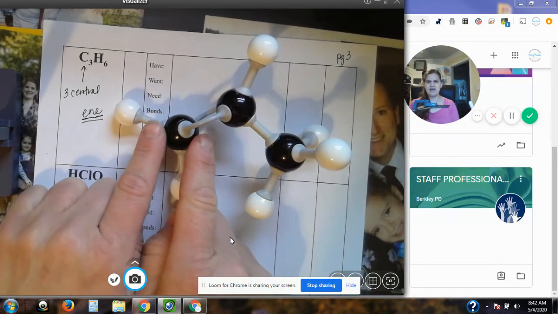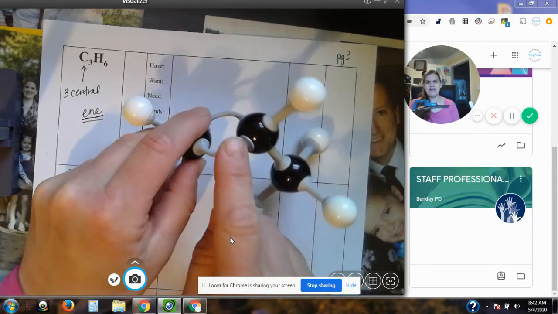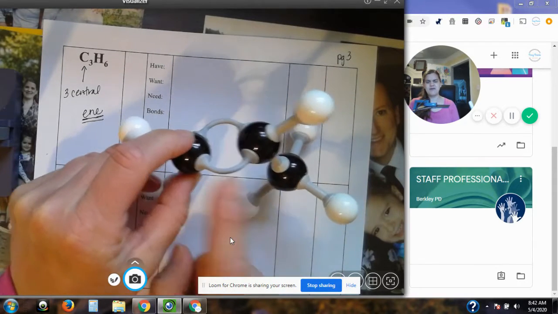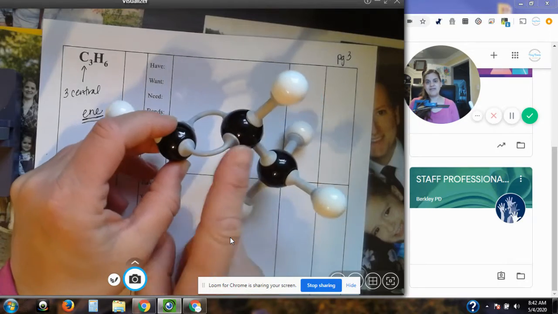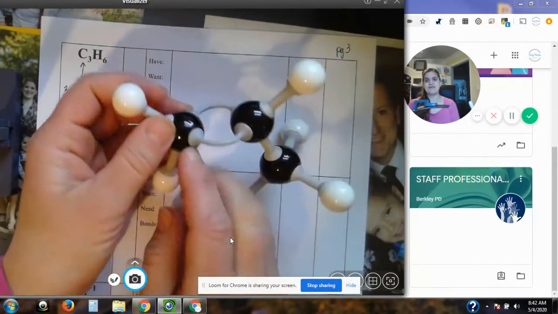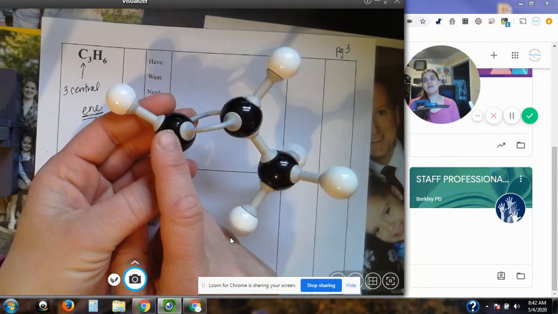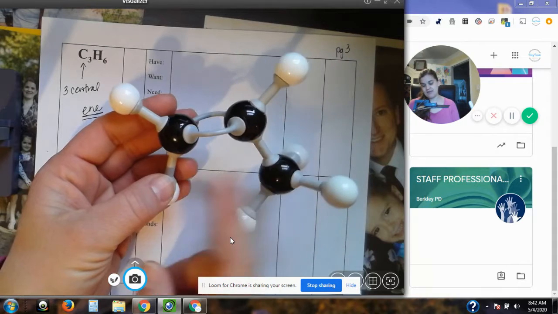So if this is my carbon 1, I want you to see that I've got a double bond between carbon 1 and carbon 2. I could have easily done it the other way around, but organic chemists always start numbering from where the double bonds are if we have a chain like this.